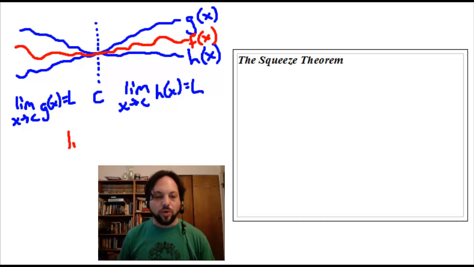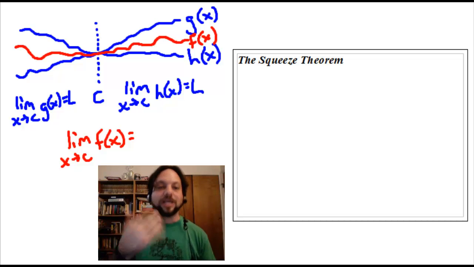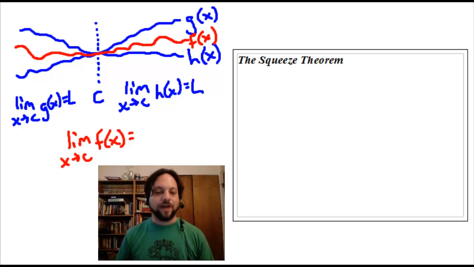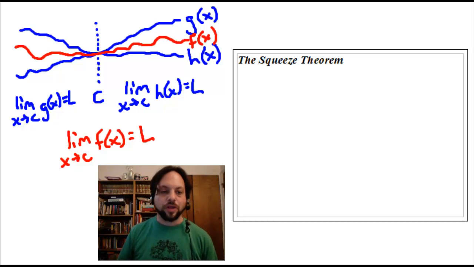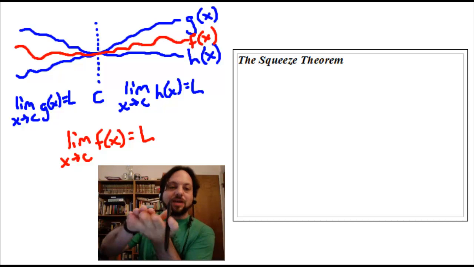Now the question is, what is the limit as x approaches c of f of x? Take a look at the picture. The limit as we approach this dashed line of the top function is L. The limit as x approaches this dashed line of the bottom function is L. And the third function, f, is always caught in between those two. Clearly, the limit of f of x will need to be L also. The blue functions on top and bottom are essentially squeezing f of x. And if they're equal at some point, then f of x will have to be equal at that point as well.